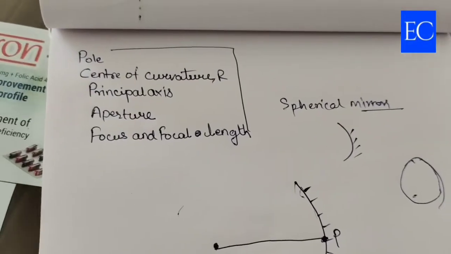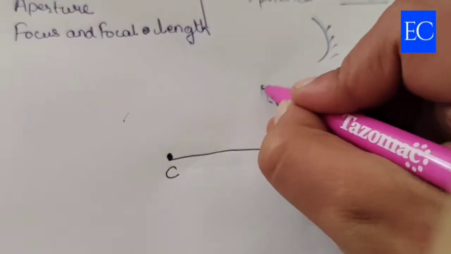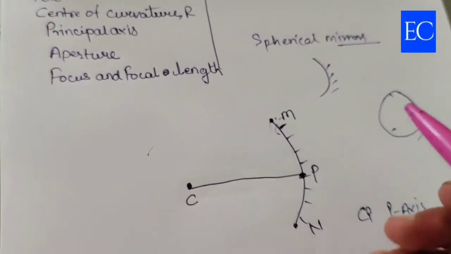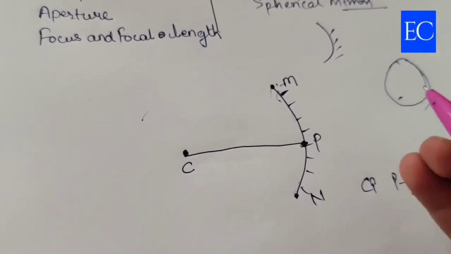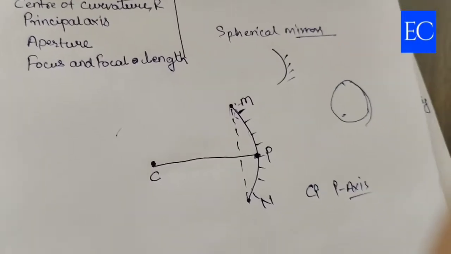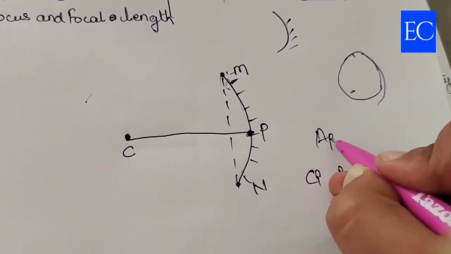Okay. Aperture. Let's say this point is M and this point is N. What are these points called? These are the extreme points of the spherical mirror. So the line joining the extreme points, or the distance between the extreme points of a spherical mirror, is known as its aperture.